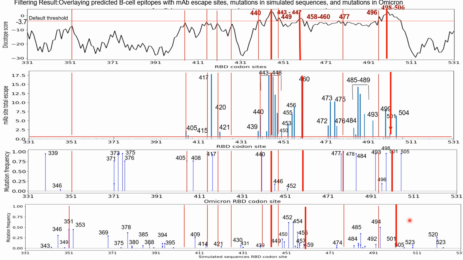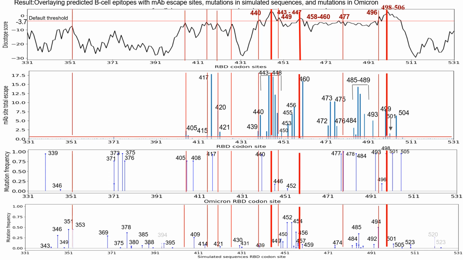The other set of filters we can use is from the RE context map, where we will mask out any mutations occurring on sites responsible for fold and function, like 353 and 394. We can also filter out sites like 520 and 523, which are simulated by the model but are well below the default threshold of the DiscoTope score, have no immune escape potential, and show no mutation frequency in Omicron.